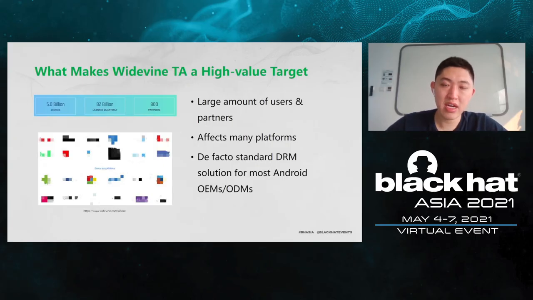As for Widevine, Widevine is a DRM solution provided by a company affiliated to Google, and there are billions of devices running it, and it has hundreds of partners. It will also affect many platforms, not just the QTEE. And it has become the de facto standard DRM solution for most Android devices.